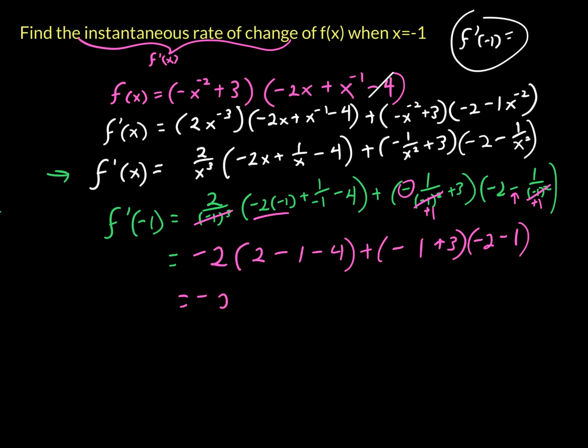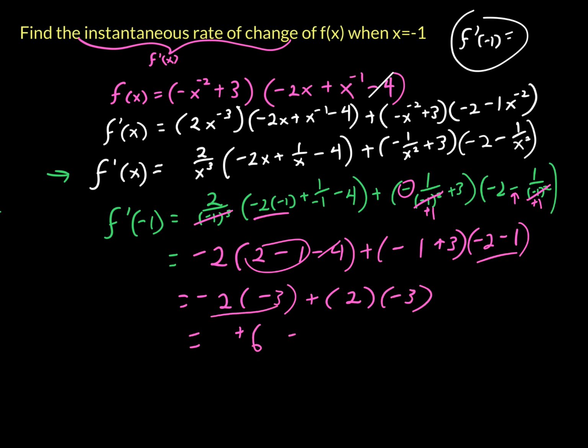This simplifies to be negative 2. Let's see, that's 1. And 1 minus 4 is negative 3. And over here we get plus, and that is 3 minus 1 is 2. And this one over here is a negative 3. What does this equal? That's a positive 6, and that's a negative 6. So ironically, the instantaneous rate of change for this function at x equals negative 1 is 0.